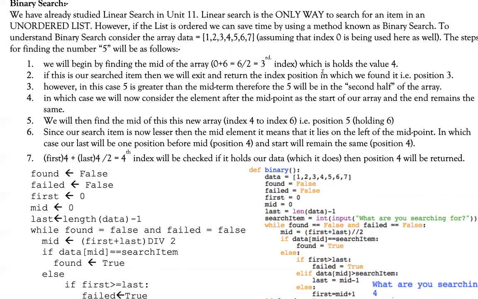So that means position 3. By the way, if I have found the midpoint and my midpoint contains the element that I'm looking for, I will simply proceed towards returning the mid, finish. But that's not the case here, in which case I will have to do the second comparison. However, in this case, 5 is greater than the midterm. Therefore, 5 will be in the second half of the array.